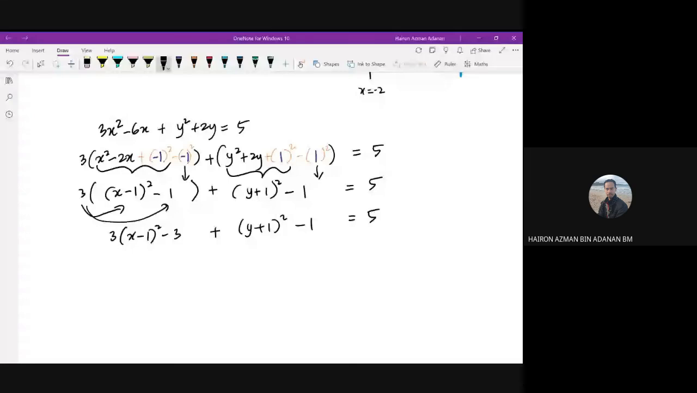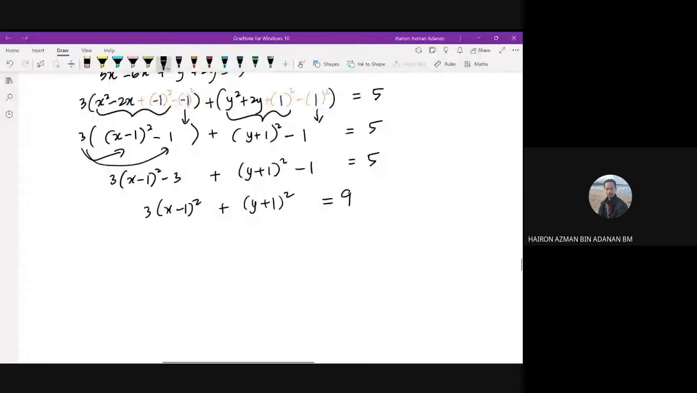Okay, rewrite again. Just bring the value to the right. Okay, 5 plus 1 is 6, 6 plus 3 is 9. Equal to 9. Okay, next step, make the right side equal to 1, so you have to divide by 9. So this one will become (x minus 1) squared divided by 3, because 3 over 9 is 1 over 3. Correct. Plus (y plus 1) squared divided by 9, because 9 divided by 9 is 1.